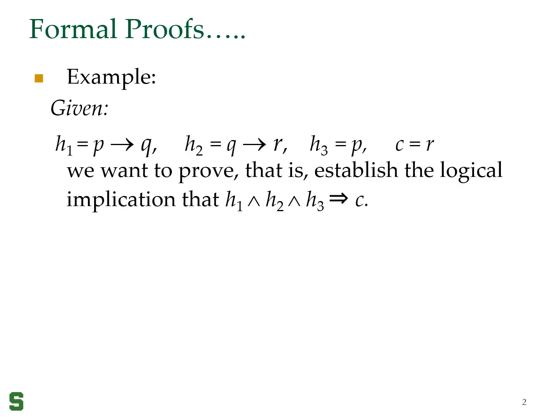Here we are given H1, which is P implies Q, H2, which is Q implies R, H3, which is P, and the conclusion that we want to prove is R. Our goal is to establish a logical implication chain such that H1 and H2 and H3 imply C.